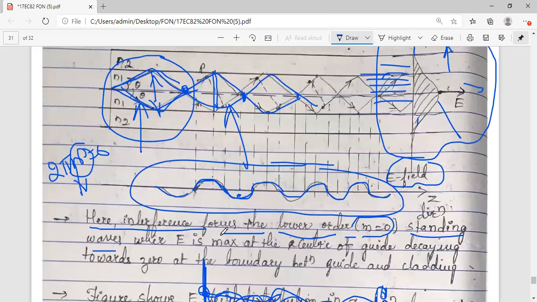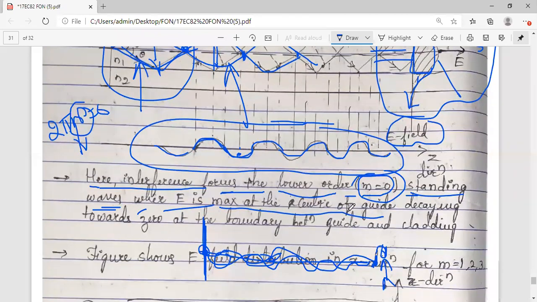So that's what is given here. When constructive interference happens, and this figure is for the m equal to 0 mode, standing waves get created when E is maximum at the center of the guide. I told you at the center the field is maximum and it is tapering in the cladding. You can see the structure. That's again explained here, decaying towards 0 in the cladding material.